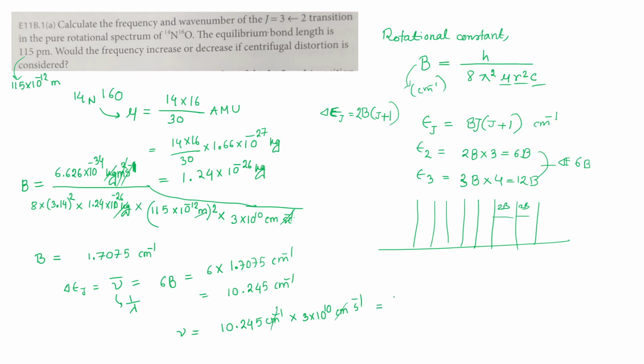So for this, you are going to get something around 30.735 into 10 to the power 10 hertz, or second inverse, you can say. Okay. So now this is your frequency of this transition, and this is in wave number, right?